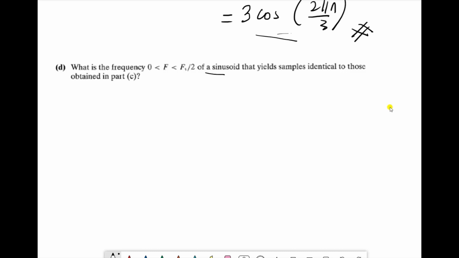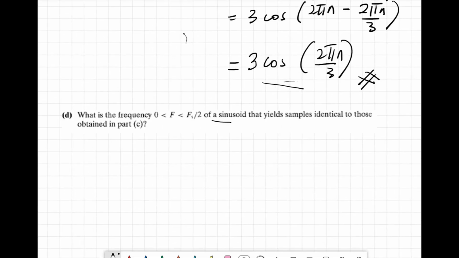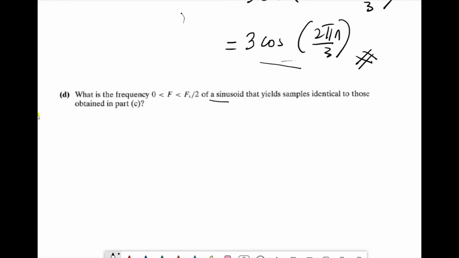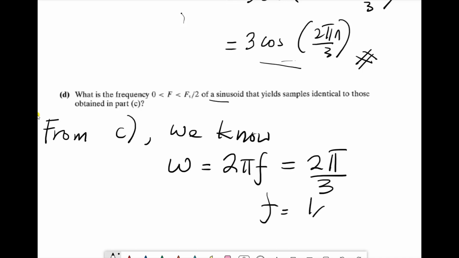Okay, so from the previous question, from C we know omega equals 2 pi f equals 2 pi over 3. Okay, so f equals 1 over 3.